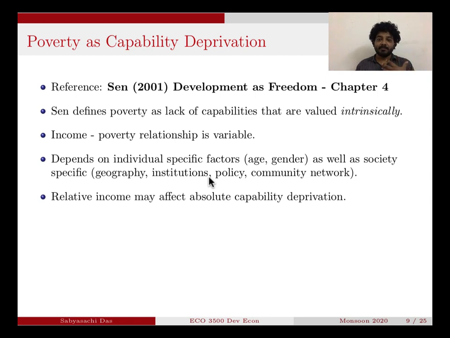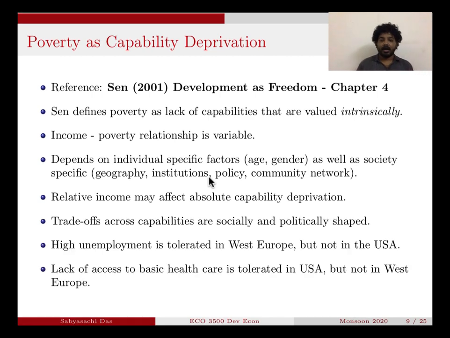Okay, so my absolute deprivation, capability deprivation, may be caused by relative income, even though my absolute income remains. So that's sort of one point to keep in mind.